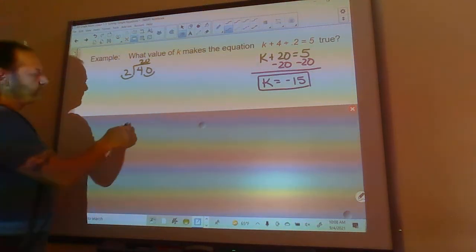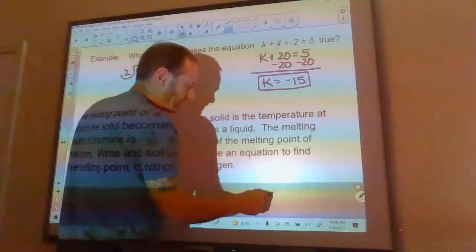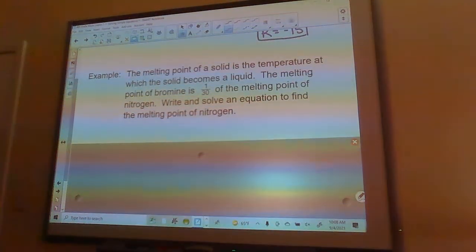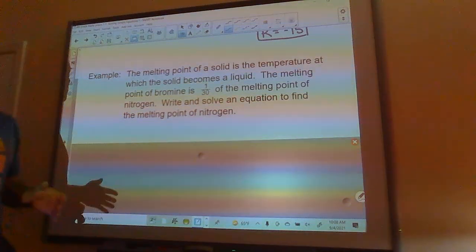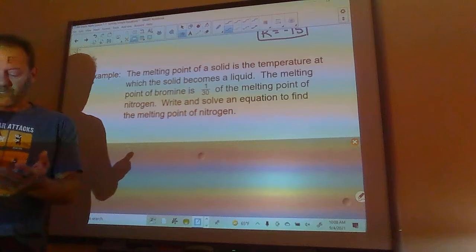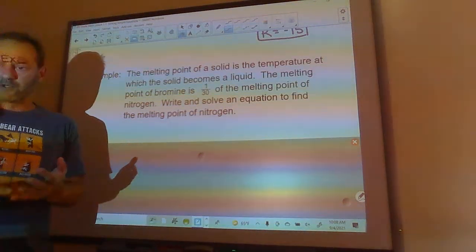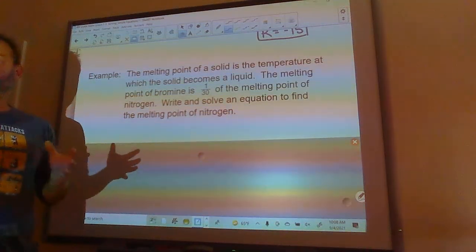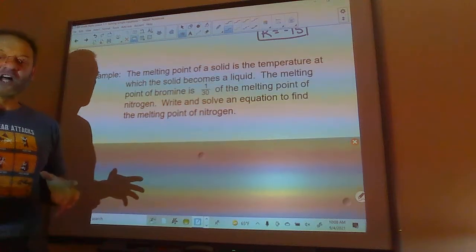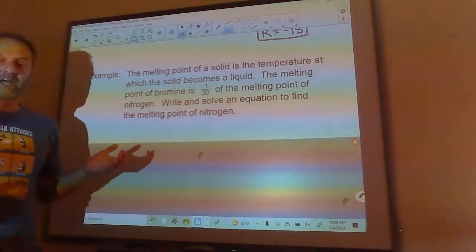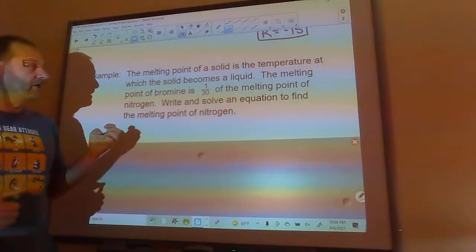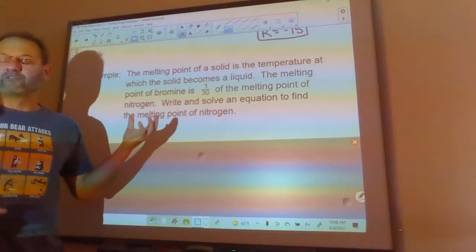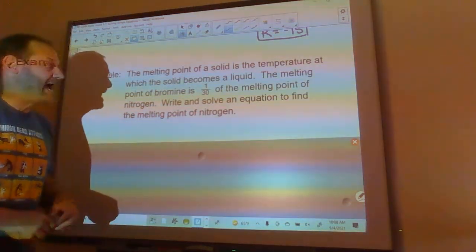Okay. Got a little story problem here. So the melting point of a solid is the temperature at which the solid becomes a liquid. That's what melting point is. Okay, so if you think about it, ice, water, and steam are all the same thing, except that they're all water, but water becomes a solid when it reaches 32 degrees Fahrenheit. It freezes and becomes a solid. It becomes ice. Okay, then it melts at 32 degrees and becomes water. And then at 212 degrees, it turns to steam. It turns to a gas.